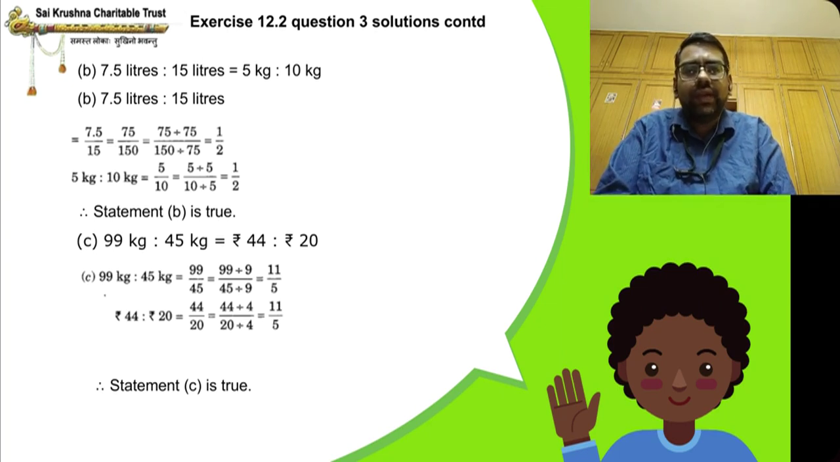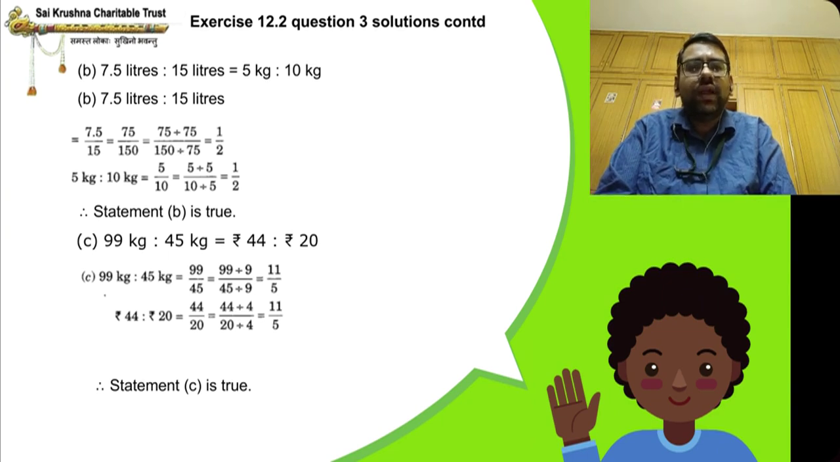5 kg is to 10 kg. 5 is to 10 can be written in fraction as 5 by 10. So for 5 by 10 we will divide both numerator and denominator by 5. So we'll get 1 by 2. Why are you dividing by 5 the numerator and denominator? Because 5 is the HCF of 5 and 10. We get 1 by 2. Statement B is true. C.